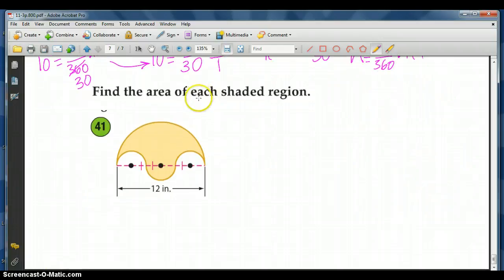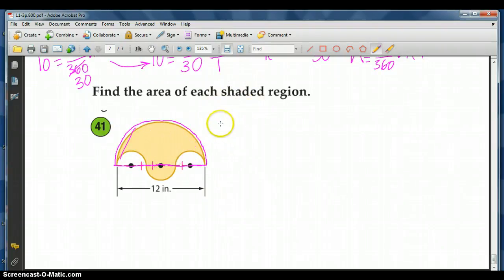For number 41, find the area of the shaded region. So we have this shape. And how would we get that shape? Well, we can see that just this part right here is half of a circle.